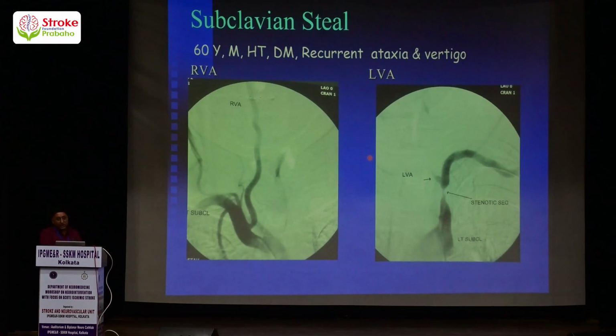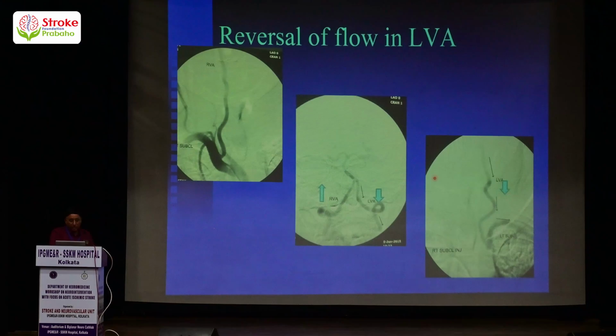Then, to demonstrate subclavian artery steal, DSA is one of the very good modalities. Like this patient, a 60-year-old male with hypertension and diabetes, and recurrent ataxia and vertigo. When we take the right subclavian shot, we can see the right vertebral artery is very good. But when we see the left subclavian artery, there is a very severe stenosis of the left subclavian artery before the origin of the left vertebral artery.